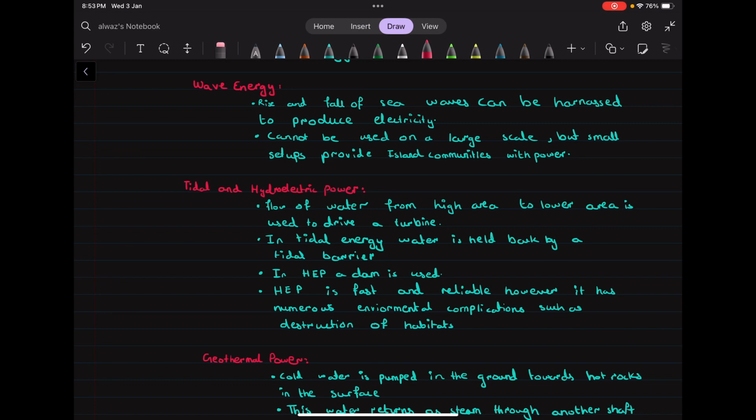Hydroelectric power is fast and reliable. However, it has numerous environmental complications such as destruction of habitats, because to build hydroelectric powers, we need a lot of area, and it can also be very costly.